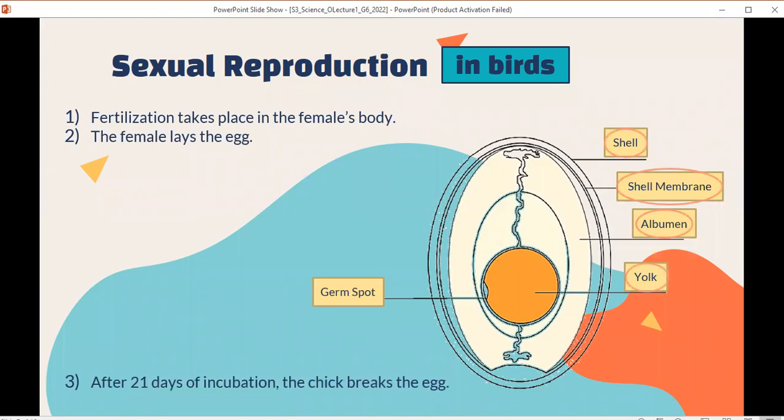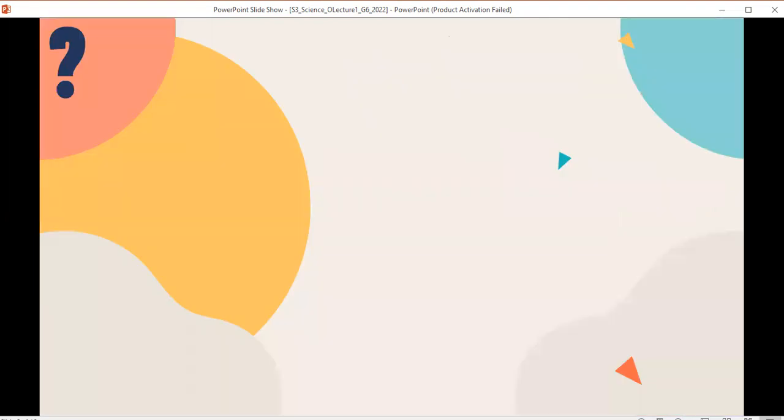After 21 days of incubation, during which the female bird needs to give the right temperature for the embryo to grow inside an egg, it's the hatching of the egg.